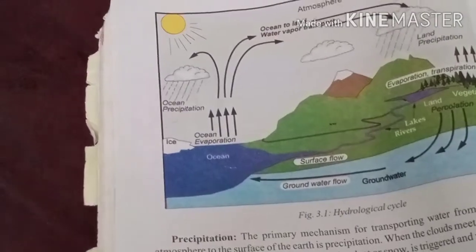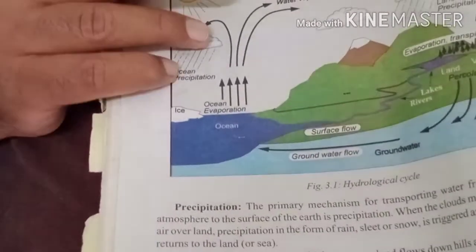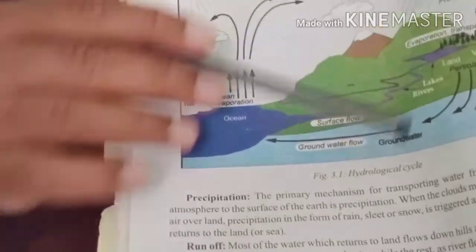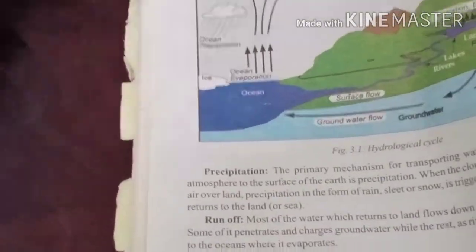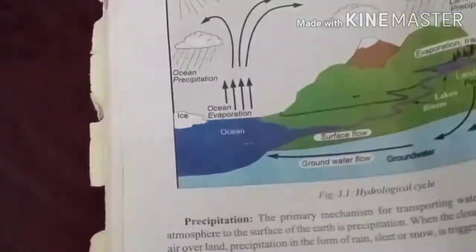River water flows on land. Canal water flows on land. Stream water flows on land. Pond water flows on land. Lake water flows on land. So these all come under surface flow.